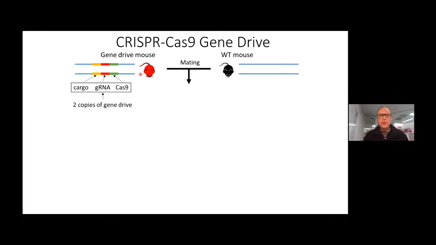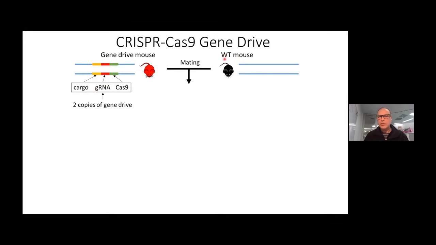This could be any organism, but we're, as I said, trying to develop it in mice. So you have a gene drive, which is the Cas9, that endonuclease, the protein that makes the cut. You've got its guiding molecule here, which enables it to cut at the right sequence. And there's an optional cargo that you might want to add on to the gene drive as well. And this is a transgene that is integrated into the chromosome of interest. So here's our gene drive mouse. It's got 2 copies of the gene drive, 1 on each chromosome.